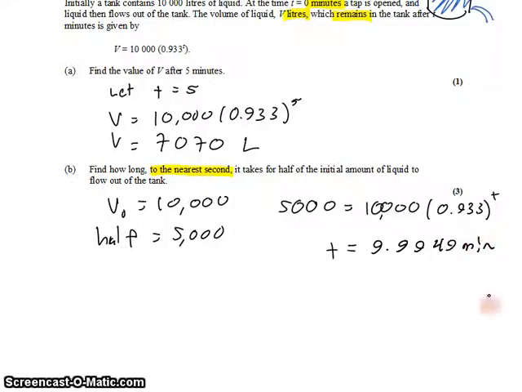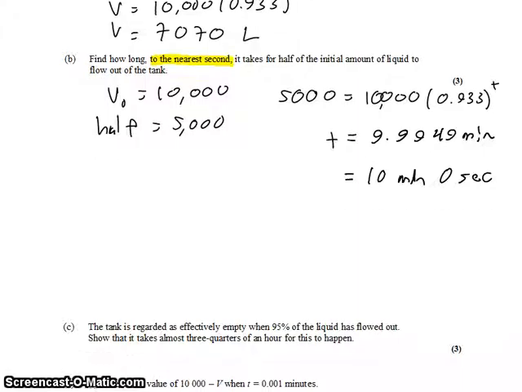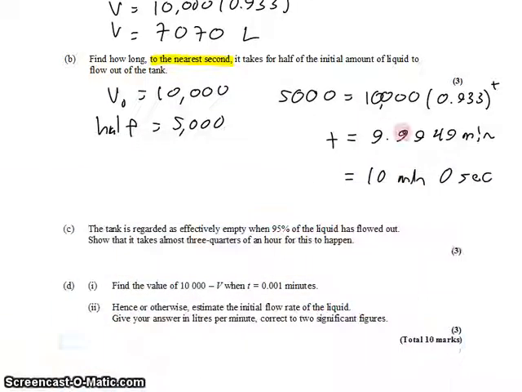Well, that was mean. To the nearest second, so we need to find out how many seconds is 0.9949 of a minute. This is going to have to be 10 minutes, 0 seconds. Okay, like 99.5% of a minute is a whole minute to the nearest second.